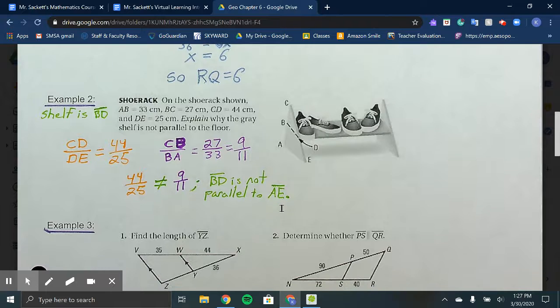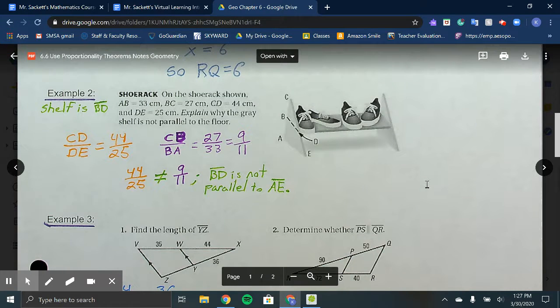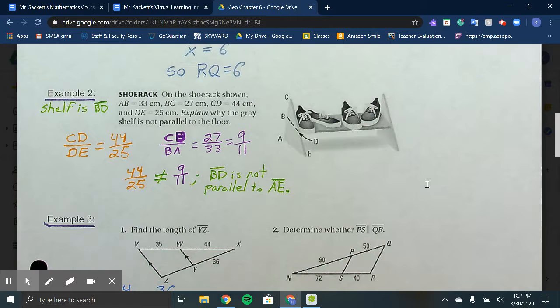Example 2 is looking at a shoe rack, pictured here on the side. On the shoe rack shown, AB is 33 centimeters, BC is 27, CD is 44, and DE is 25. Explain why the gray shelf is not parallel to the floor. The gray shelf is basically segment BD here that they diagrammed on the side.